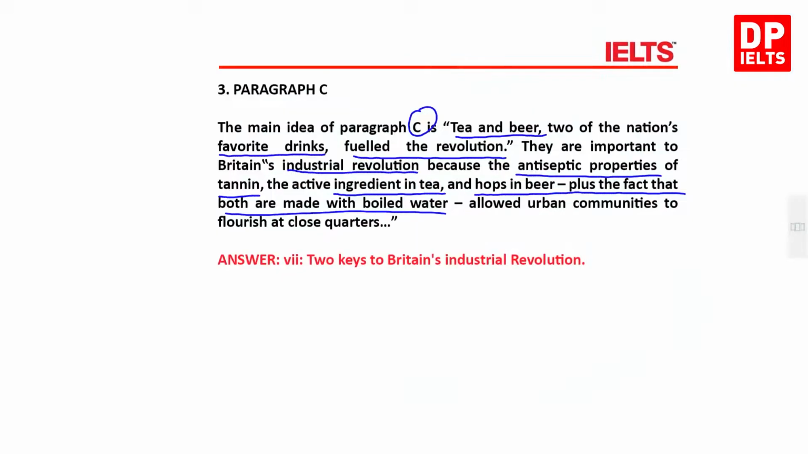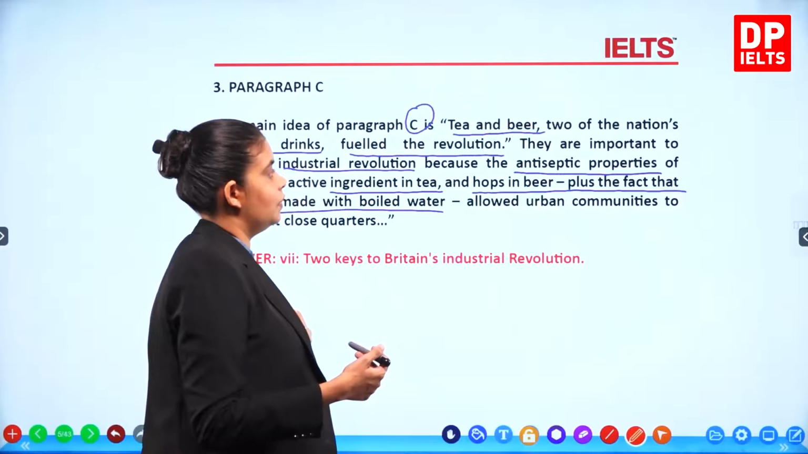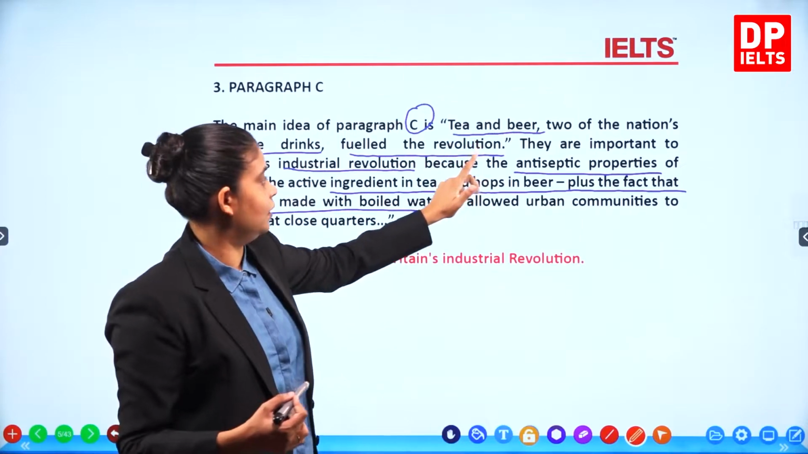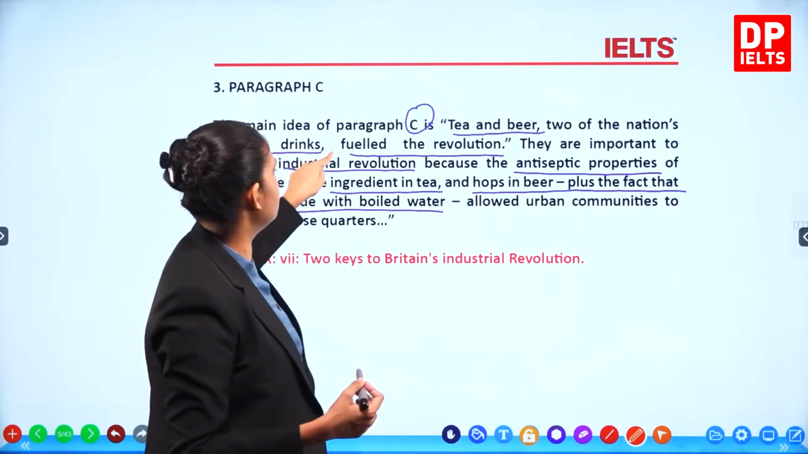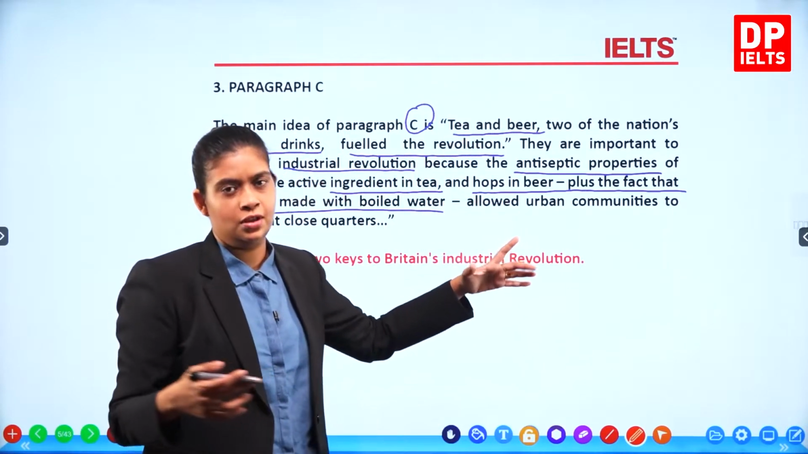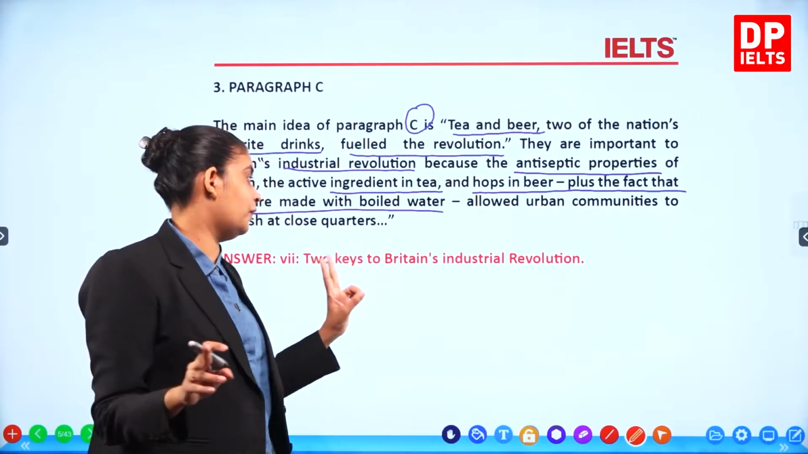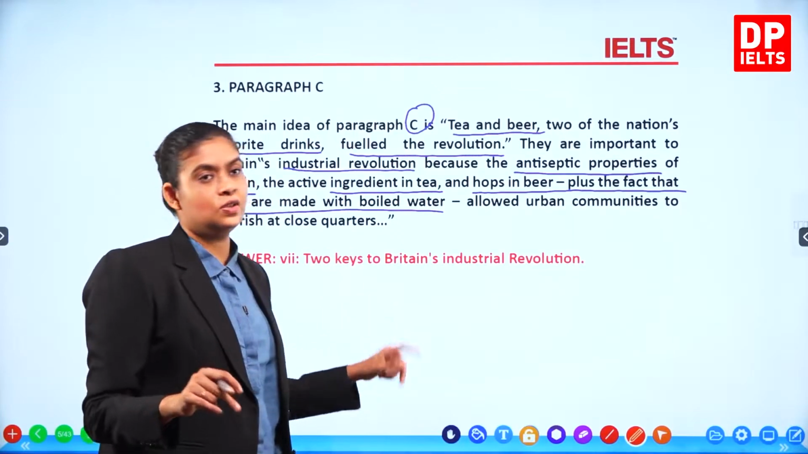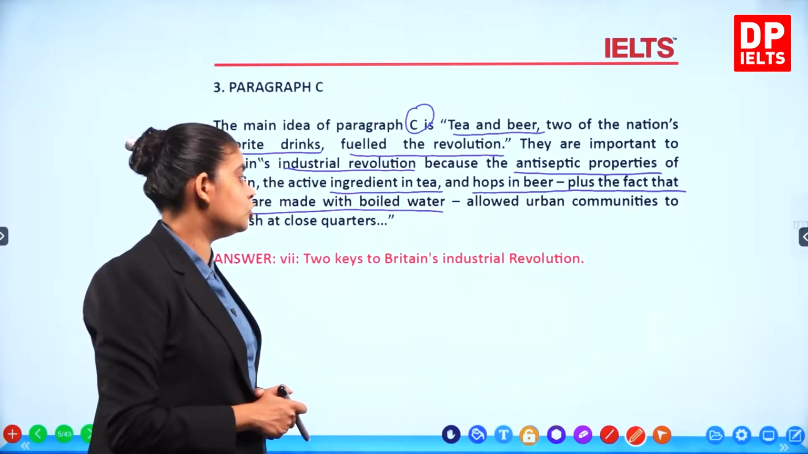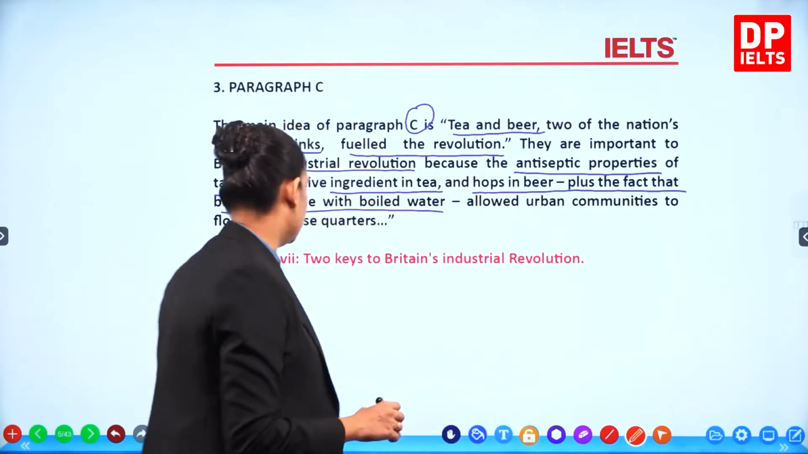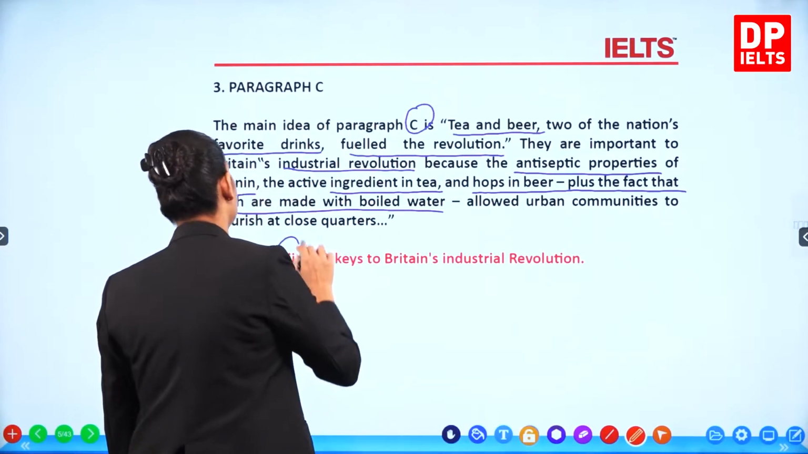So what does it mean that there were two keys to Britain's industrial revolution here? Tea and beer. The two of the nation's favorite drinks fueled the revolution. So there were two factors, the two keys of Britain, which led to the Industrial Revolution. So the answer would be 7.